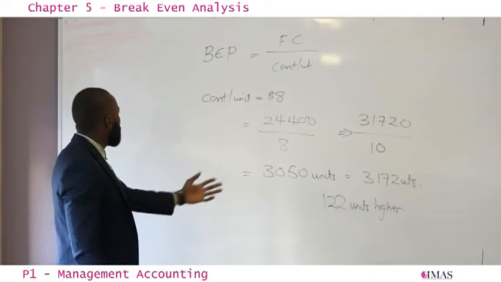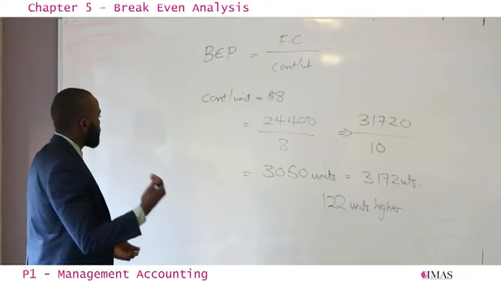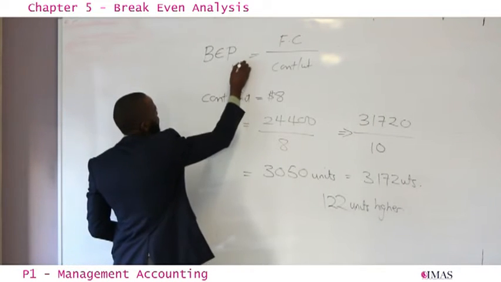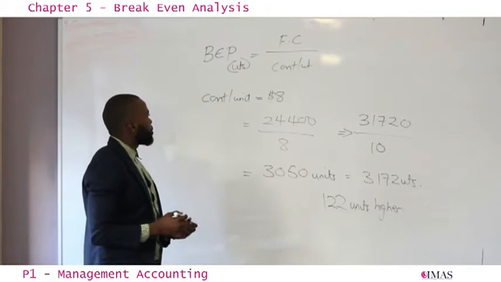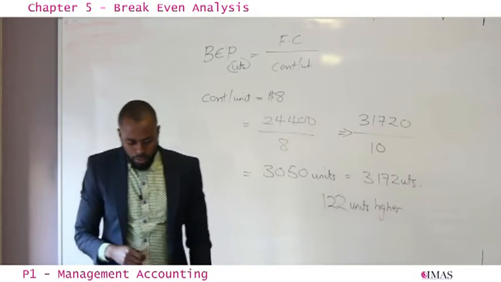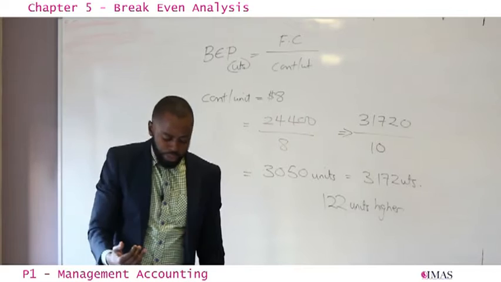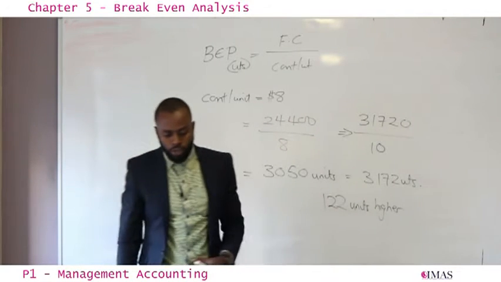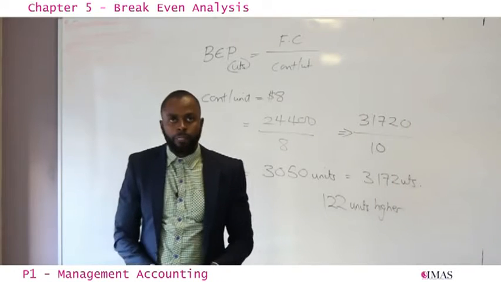This is for a single product, so it's quite easy. It's fixed cost divided by contribution per unit, because we want the break-even point in units. We're told that the fixed cost is going to increase by 30%, so we just had to increase it by 30%. So that's it on question 115.